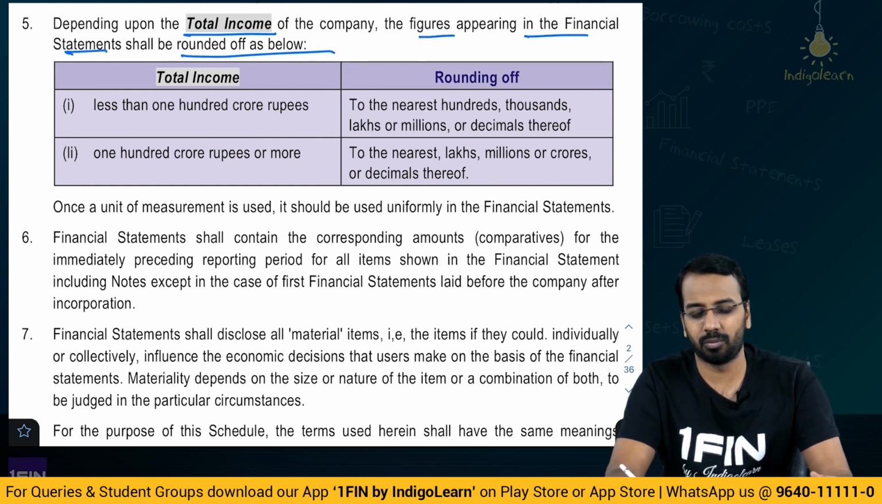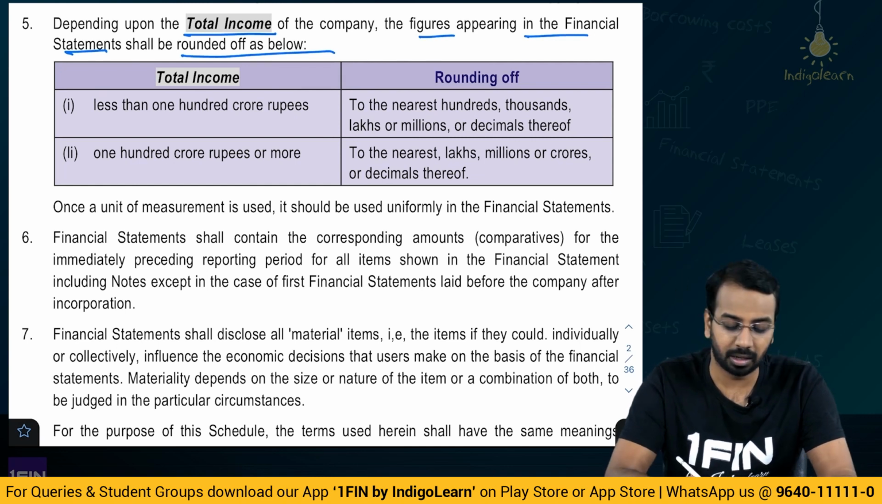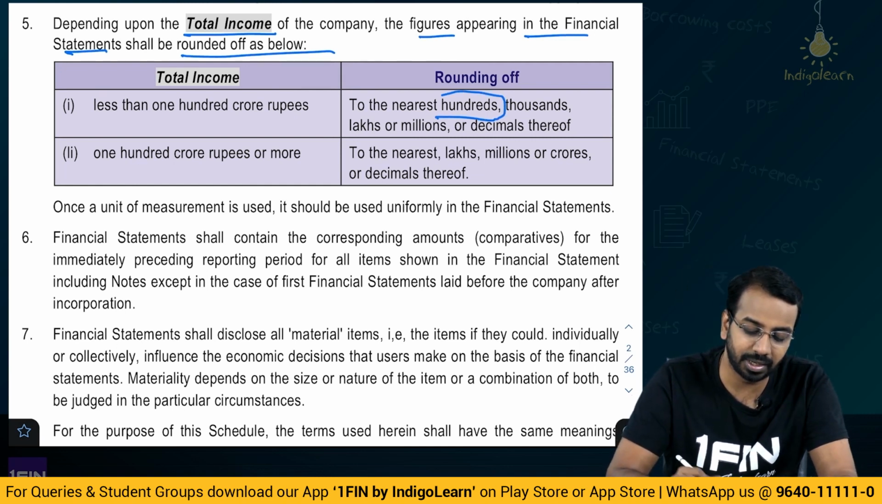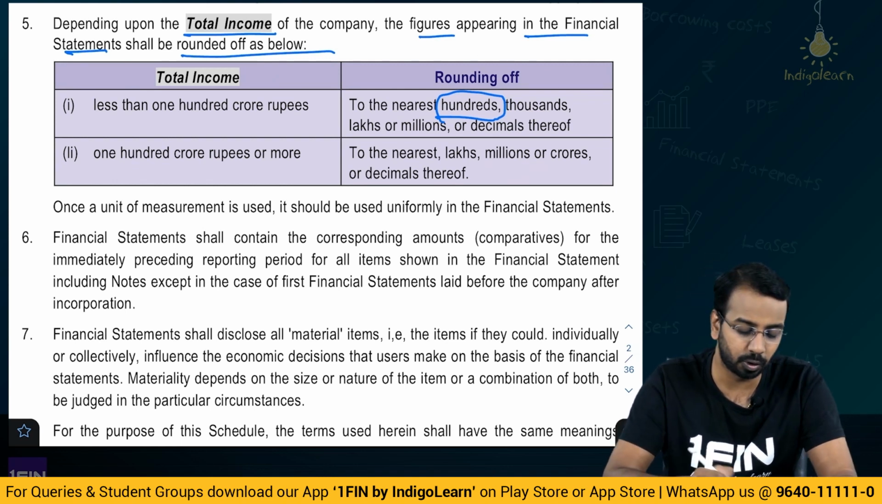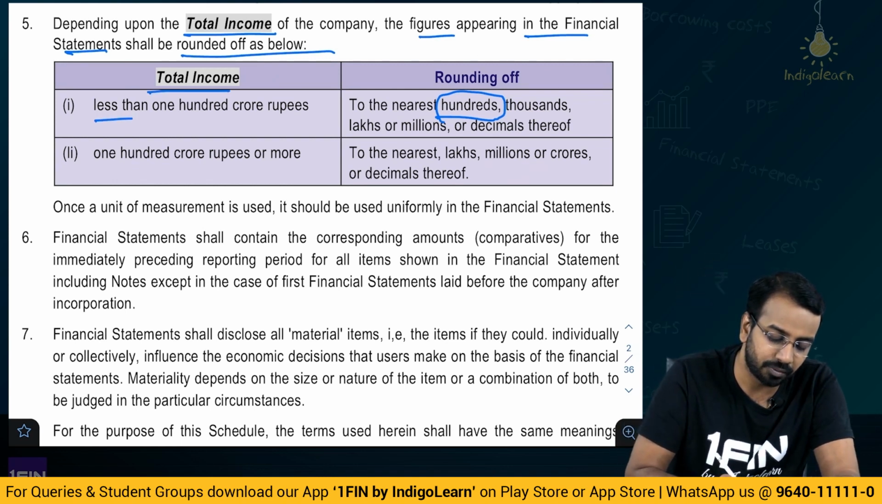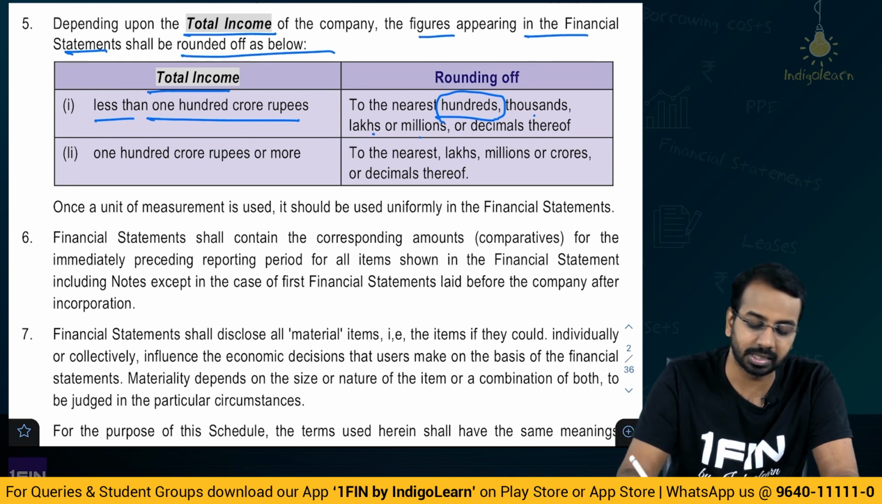Now this is one very weird kind of requirement if you ask me, because in some cases when you have to round it off to hundreds, it results in a very weird way of presentation, right? But still they have done it and it has to be followed. So if the total income is less than 100 crore rupees, you will round it off to the nearest hundreds or thousands or lakhs or millions or decimals thereof. So you will have to round it off.